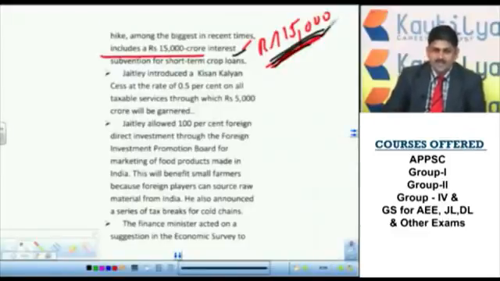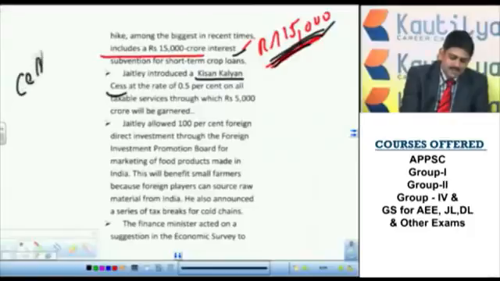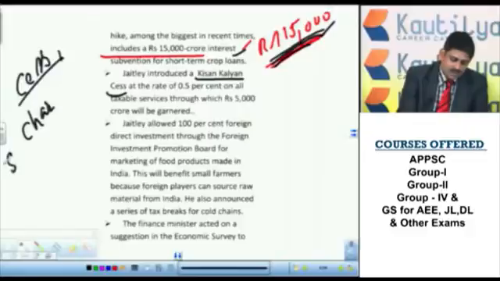Now we will see the schemes also. So Kisan Kalyan Cess was imposed. What is cess? Here you need to understand cess and surcharge.